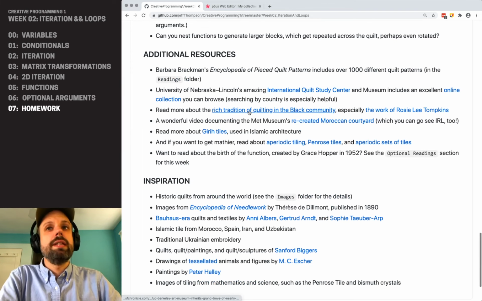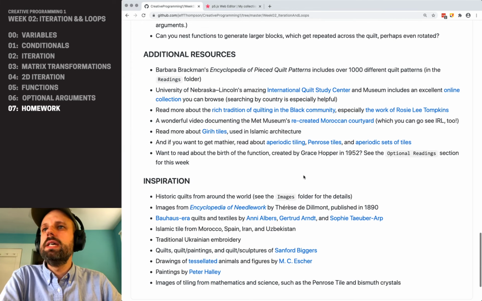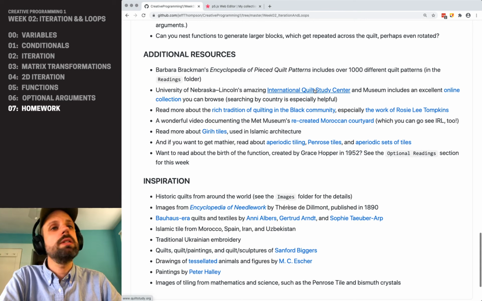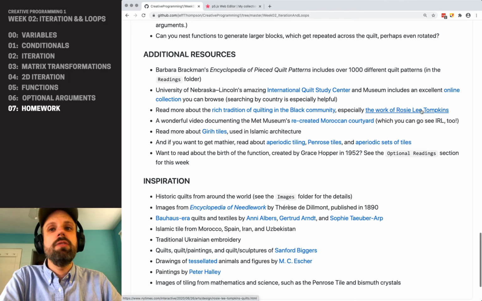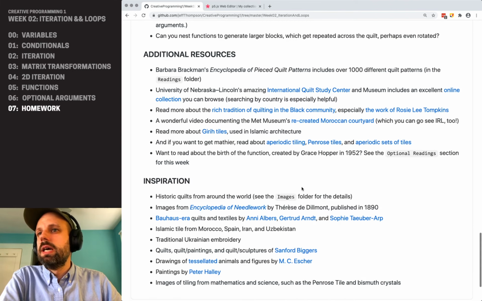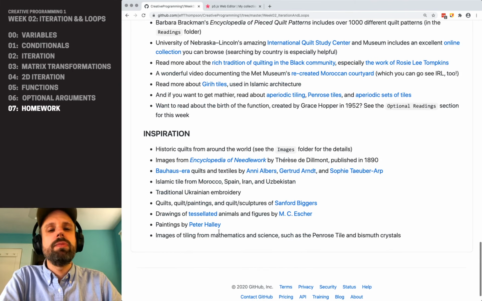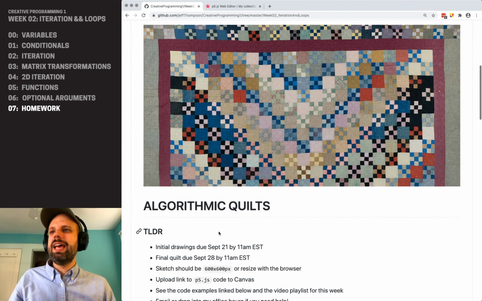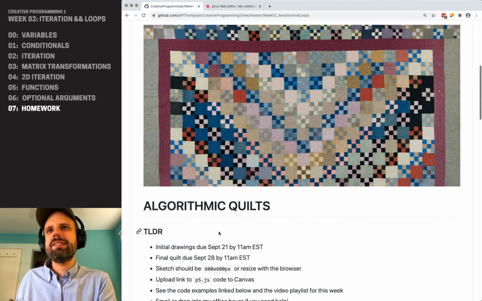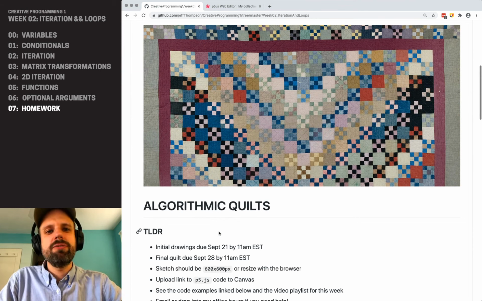Other resources: lots of stuff here to read and research, I think would be great, especially the International Quilt Study Center, like I mentioned. And if you want to read more about quilting in the Black community and Rosie Lee Tompkins, I think that's a fascinating, super cool read, and lots more stuff here. So thinking about iteration, repetition, and the basic drawing stuff that we did last time, I think you're going to make some really cool stuff, and I can't wait to see it.